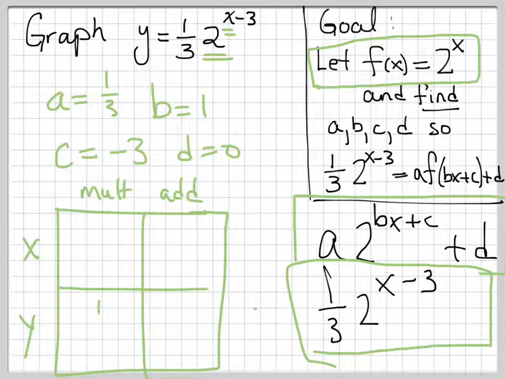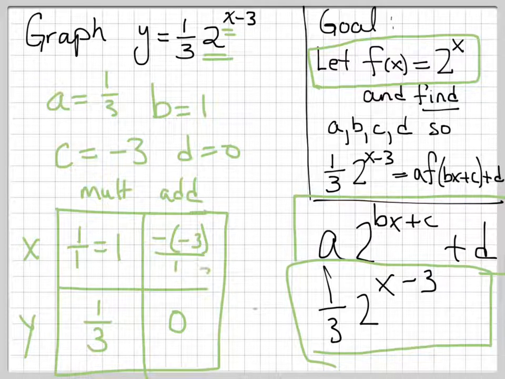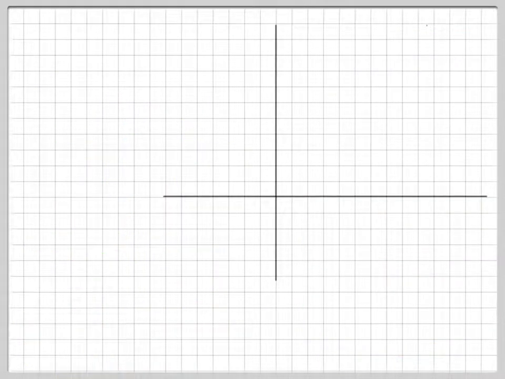We're going to multiply the y values by 1/3. We're going to add 0 to them. We're going to multiply the x values by 1 over 1, which is 1, and add negative c over b, which is 3. So we're going to add 3 to all of the x values, and then we're going to multiply all the y values by 1/3.